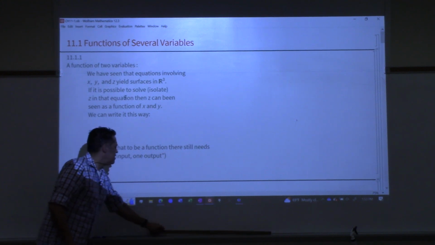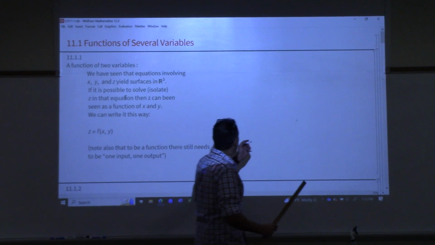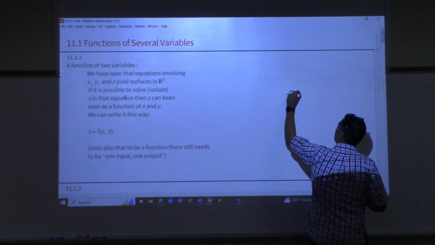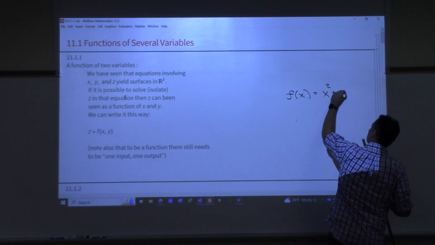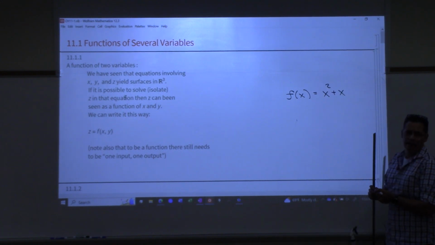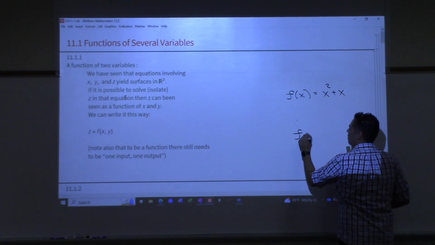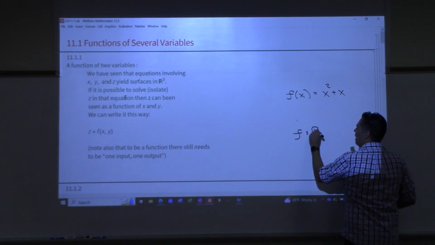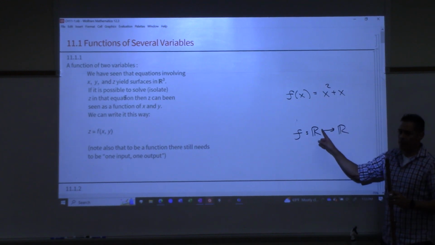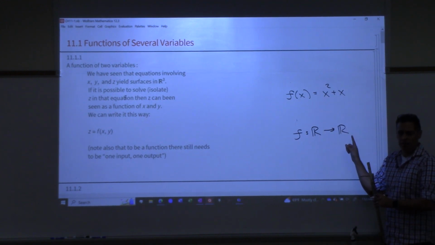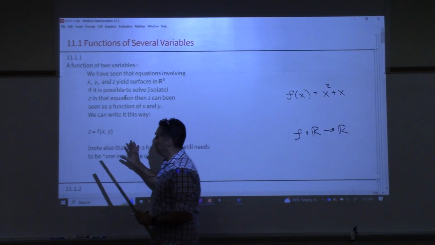So we have already seen, this is something I've talked to you about before, when we have functions like this, anything that we've studied, what's happening here is this function takes a real number in, and spits out a real number. So we could say that this goes from one-dimensional space to one-dimensional space. Now what we're going to do is something a little different, all right?